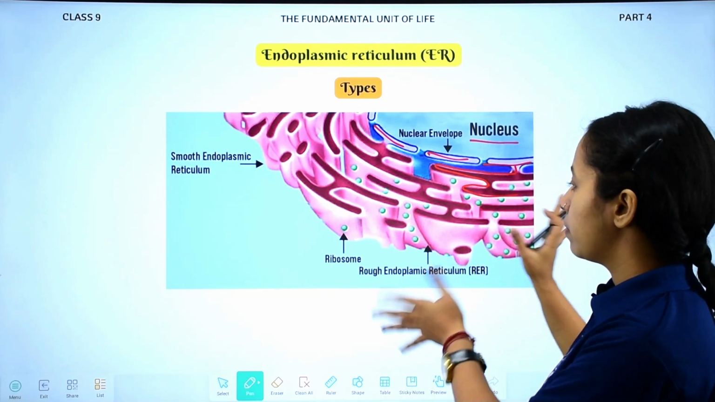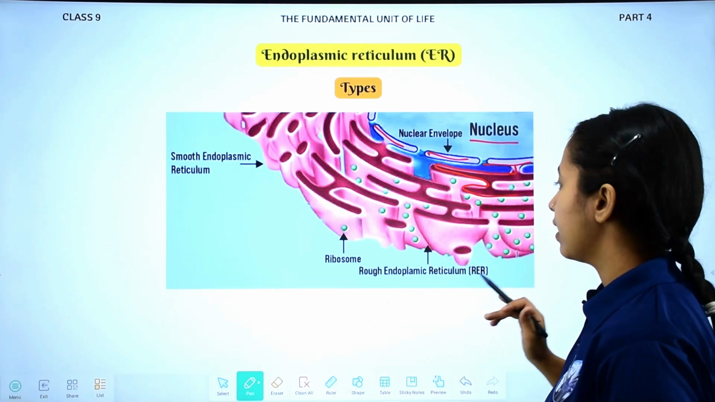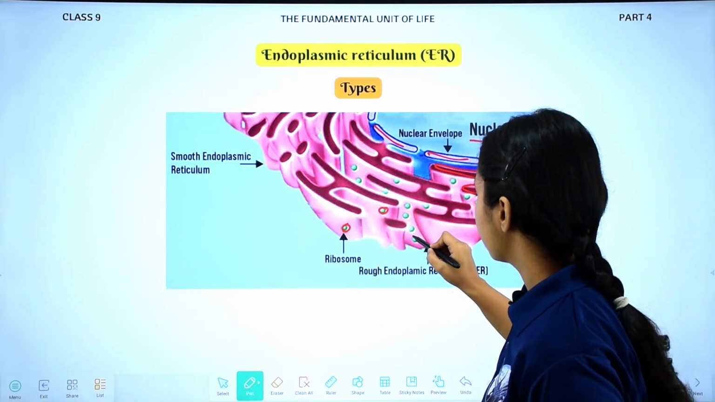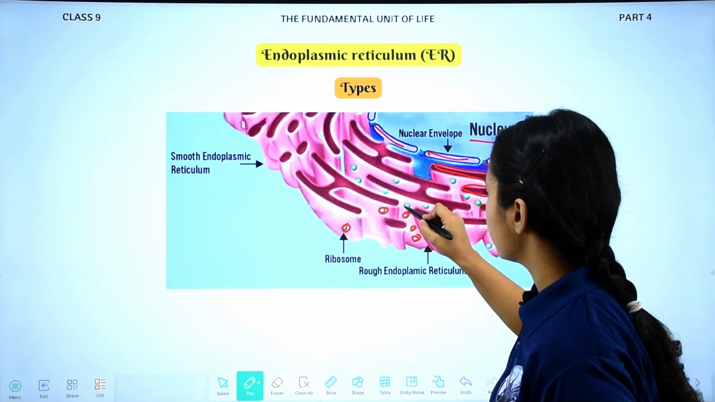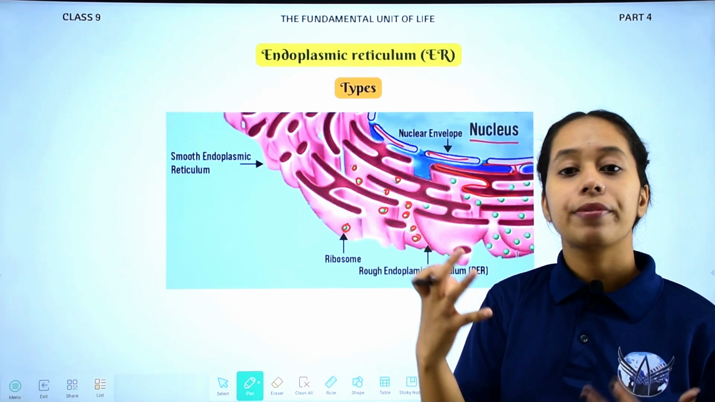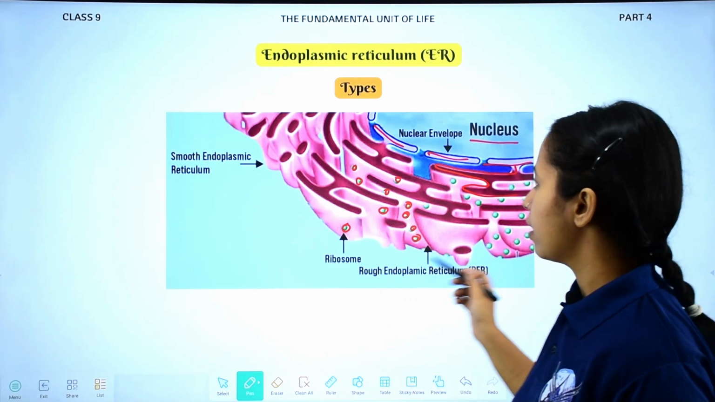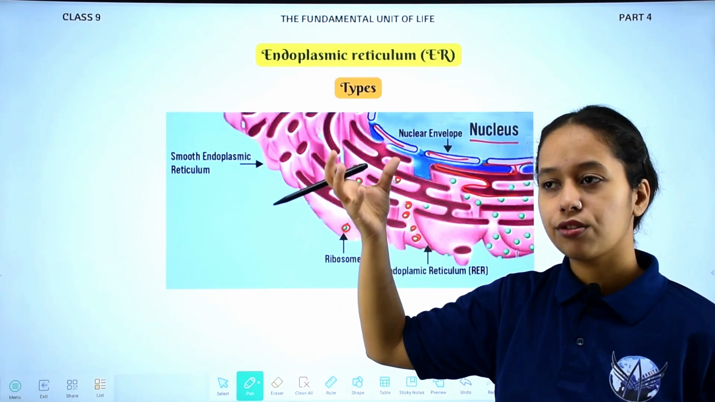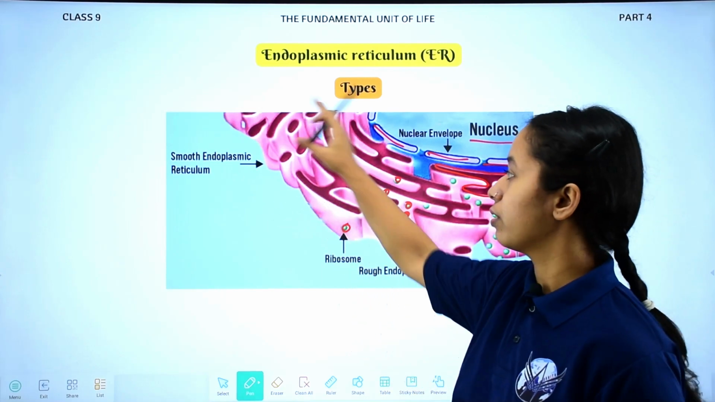Now, if you can observe this figure nicely, then you will see that there are certain particles or certain substances attached to the surface of the ER, attached to the membrane of the ER. And there are some parts of the ER where there is nothing attached. No external structure, no external particle is attached to the surface.